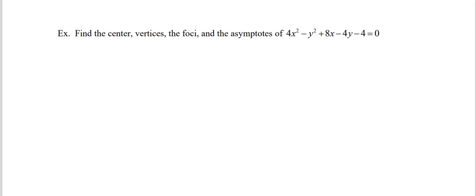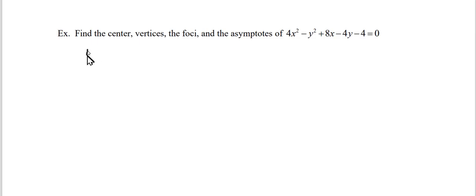Okay, we're back at it with hyperbolas, so let's take a look at this next example. This one, I look at it and I think, how do I know what that is? I know what that is because both the x and the y are squared. They have opposite signs, meaning one's positive, the other is negative. That tells me I have a hyperbola. So that's kind of what we're looking at here.